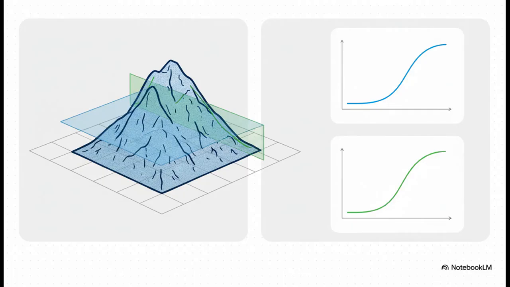To find the partial derivative with respect to x, you take a giant slice out of the mountain running east to west, and then find the slope of that slice. To find the partial with respect to y, you do the same thing, but you slice north to south. We're just measuring the slopes in our main cardinal directions.